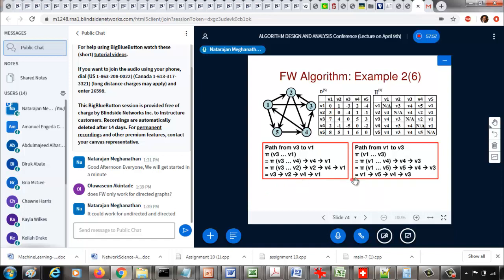Okay. Similarly, from V1 to V3, the predecessor is V4. So that means we have to go from V1 to V4 and take an edge from V4 to V3. V1 to V4, it is V5. So V1 to V5, and then an edge to V4. V1 to V5, the predecessor is V1 itself, so V1 to V5 is an edge. Again, you could find out the edge weights from the weight matrix and add them up. It should come out from V2 to V3 as -3.